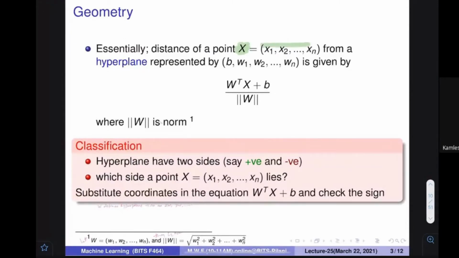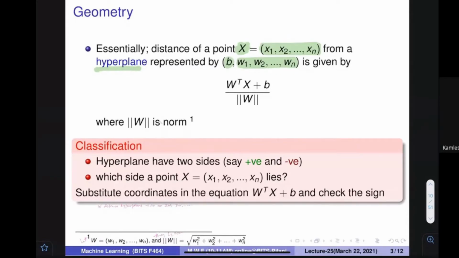Let us try to understand that if we have a point x, we can represent it using n features x1, x2, up to xn, and let's assume that there is a hyperplane. The hyperplane, as I told you, can be represented by these n number of w's plus one bias term, which I'm going to call here b.